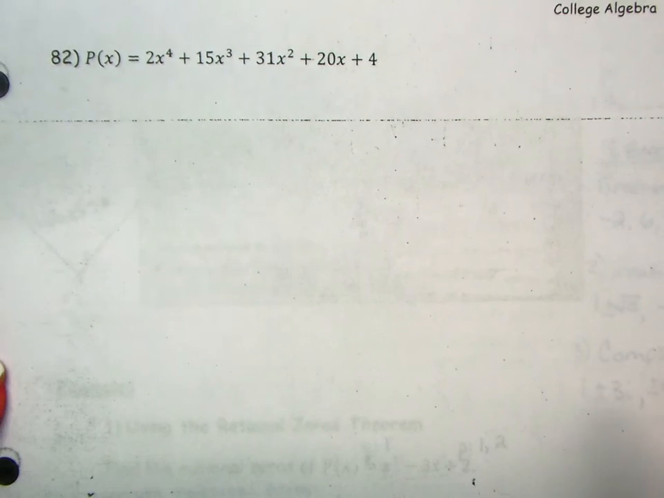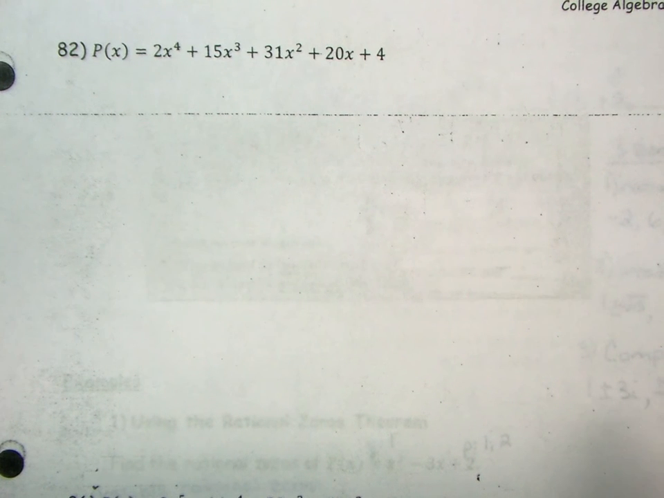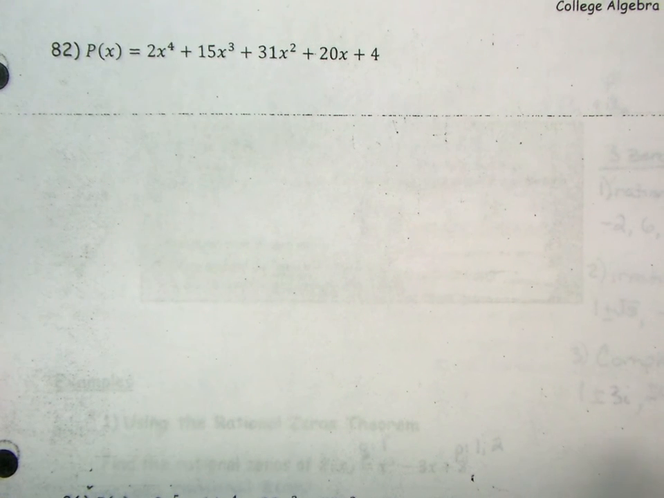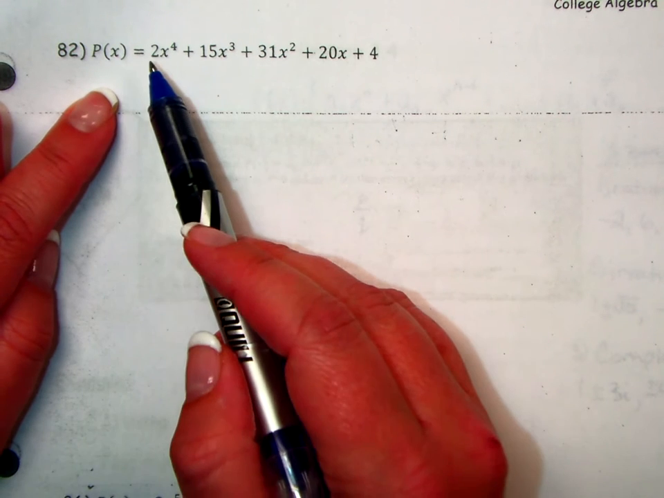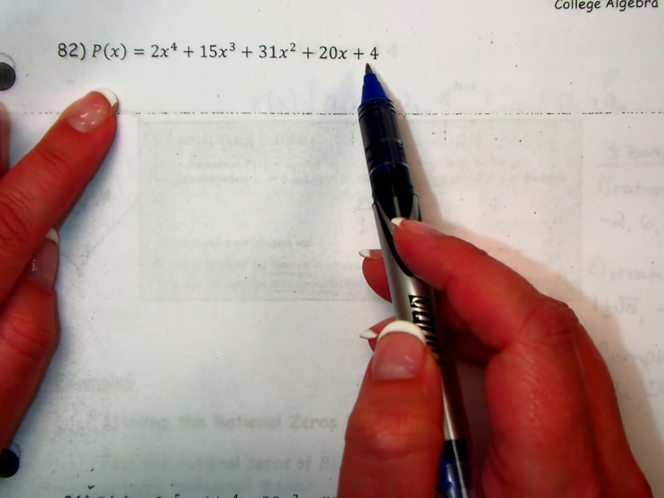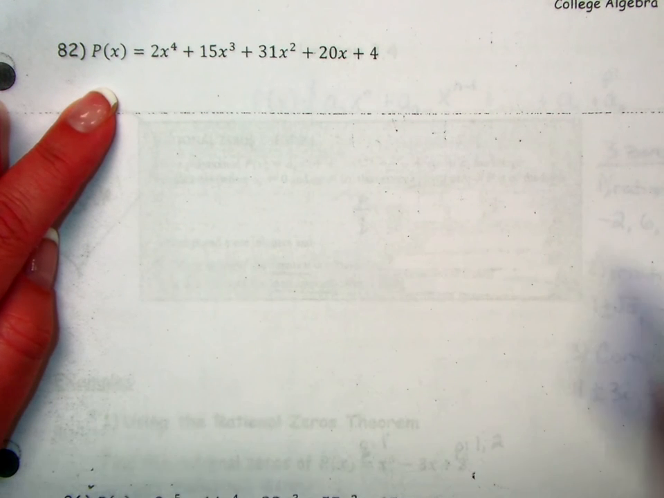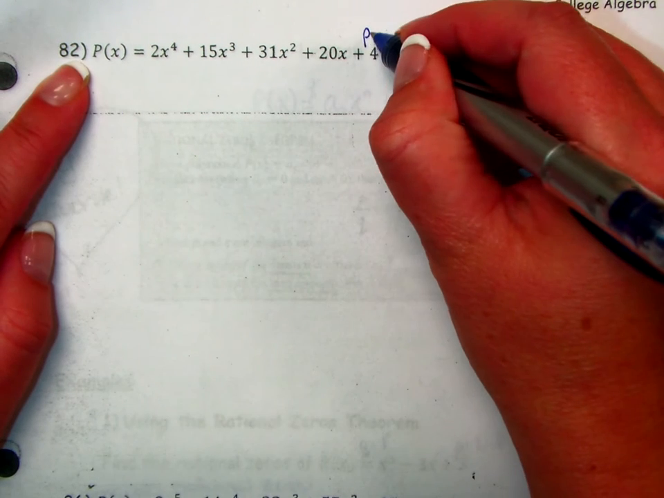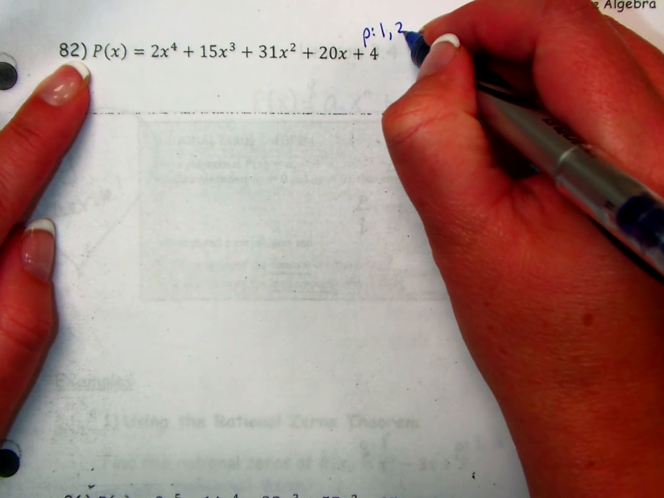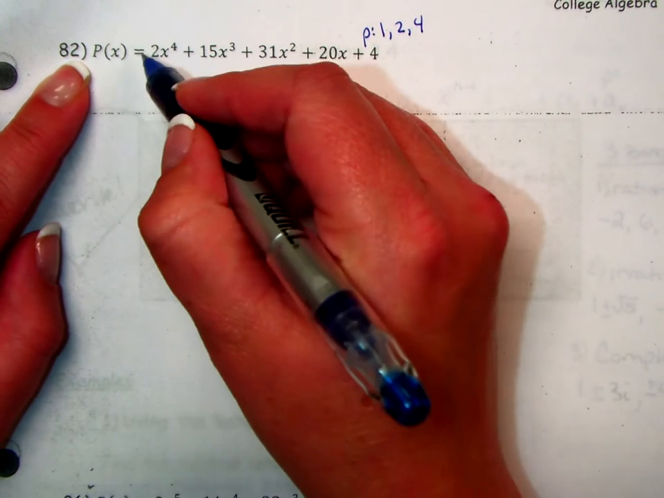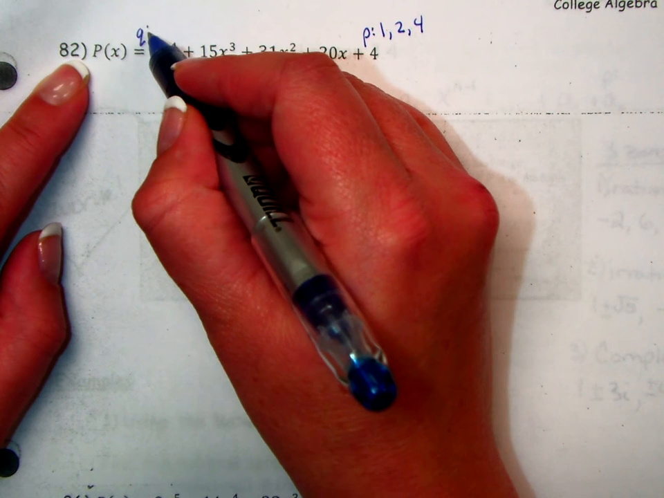All right, here are the last two examples on the handout. So let's go ahead and find all the zeros and provide the factorization for both of these. So here, the leading coefficient is 2 and the constant is 4. So the possible values of P are the factors of 4, and the possible values of Q are 1 and 2.